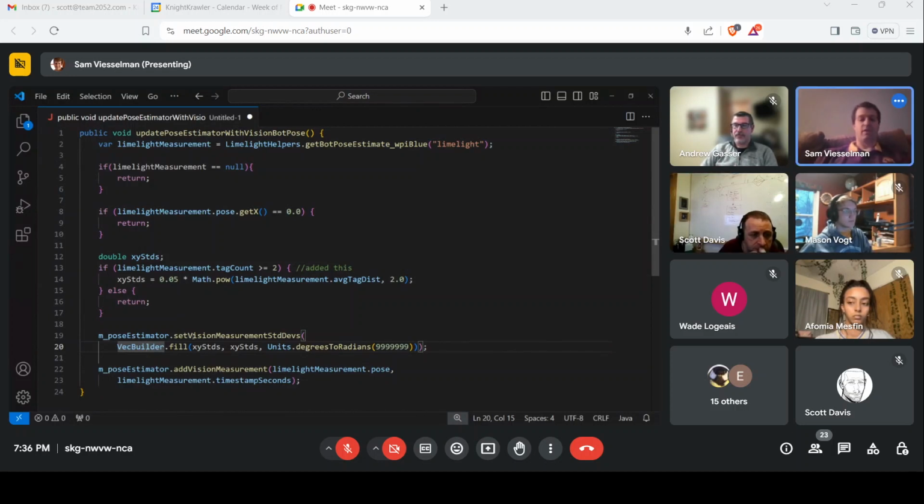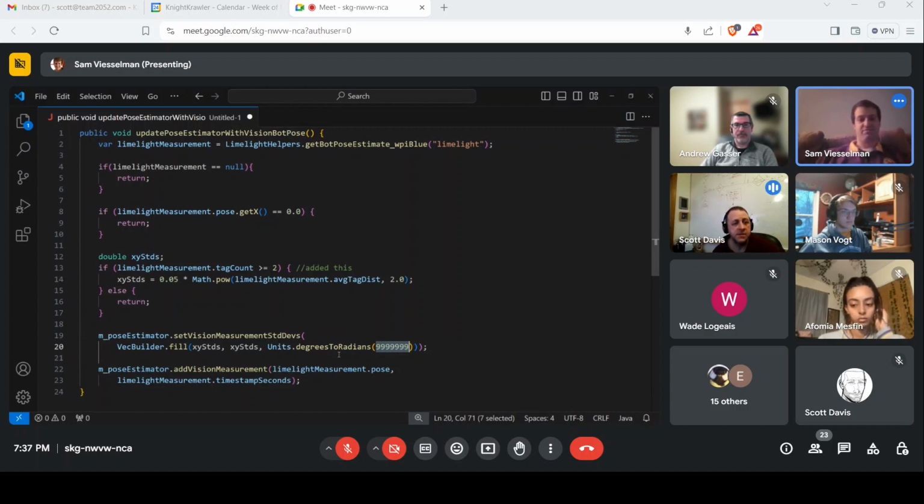Right. These standard deviations are saying basically the smaller the deviation, the more you trust this measurement. It's the way the pose estimator works. Sorry, this is a lot of math, but under the hood, the smaller the standard deviation is, the more the filter will weigh this measurement. What we're saying is weigh the measurements very little when we're far away, and weigh them a lot versus odometry when we're close. And when we give it a huge number, we're saying don't trust the angle at all, never trust it.